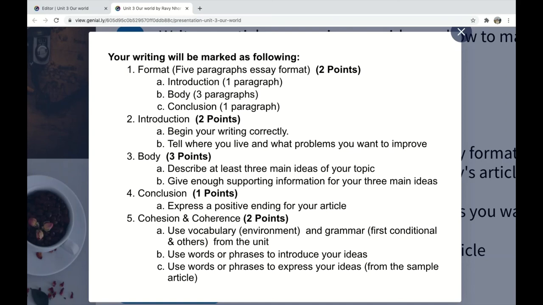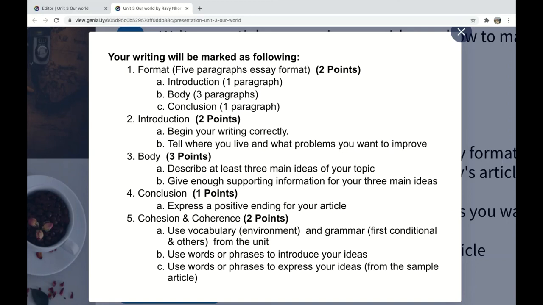And in the introduction, you have to begin your writing correctly, just like the Amy example. I believe what, okay? And then tell where you live, what problem you want to improve, and you get 2 points. In the body, you describe each main point, its main idea well, with enough supporting information for your 3 main ideas, and you get another 3 points. And in the conclusion, you get another 1 point if you express a positive ending for your article.